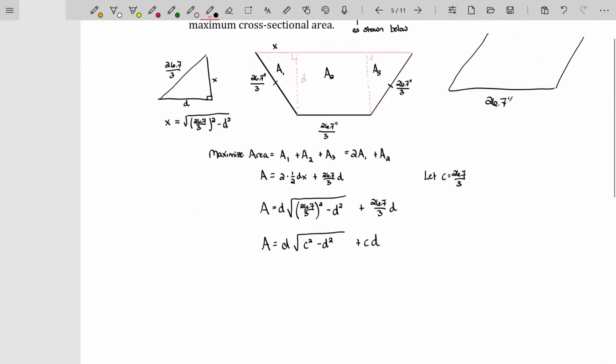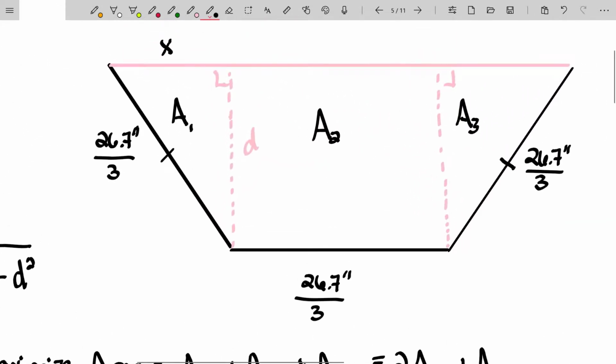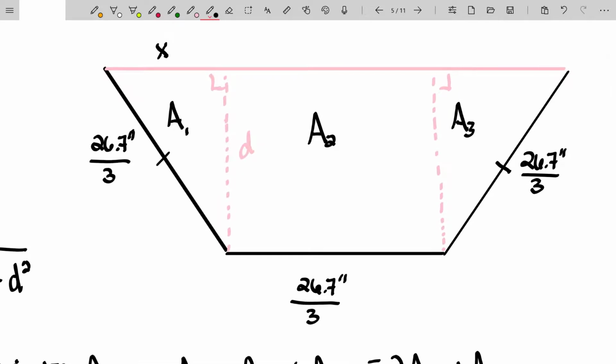Now let's talk about the domain of this function. The domain is important so that we can figure out what interval we'll have to test when we test for maximums and minimums. In this case, the lowest the depth could be is 0 if you had not folded those edges. So the depth D, the minimum it's going to be is 0, and really it's never going to actually equal 0 because there's always going to be a slight bend to this gutter.